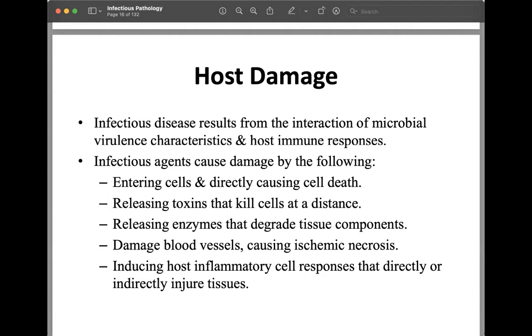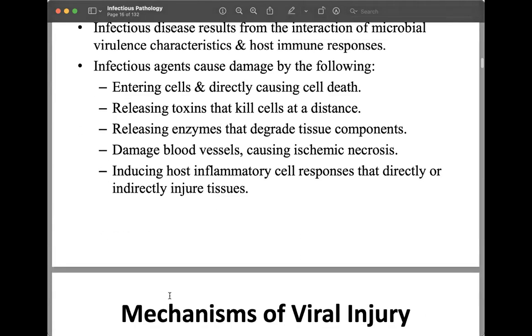Infectious disease results from the interaction of microbial virulence characteristics and the host immune response. So once the infectious agent enters the body, it can either cause cell death, release toxins that kill cells, release degrading enzymes, damage blood vessels, and incite an inflammatory response.